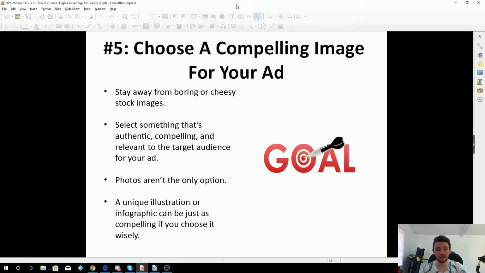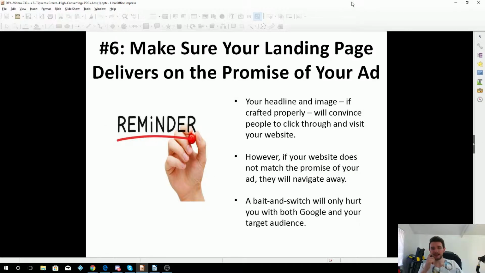You can also do some illustrations and infographics as well. Just choose what you're actually wanting to. Just try and stick away from stock images. That way it's more personal, for example, or that way someone's actually looking to click on your ad instead of some Google image off the internet, some dude typing on his laptop. Nobody's going to want to click that.